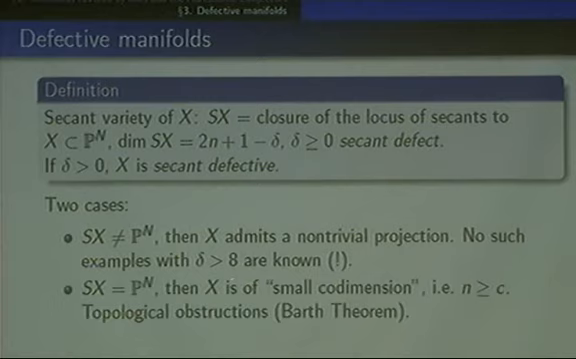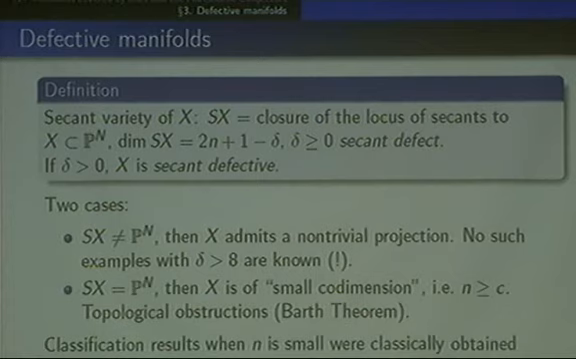The other case is that when the second variety fills up P^N, then if you translate that delta is positive, this is equivalent to saying that the dimension is at least the codimension. So this is saying that such varieties are of small codimension. And then, of course, there are all the topological obstructions, Alabard, and so on and so forth. Now, there are many classification results given by classical authors when n is small. But in general, understanding such defective manifolds is difficult. So we shall study a special case where some tools could be used.